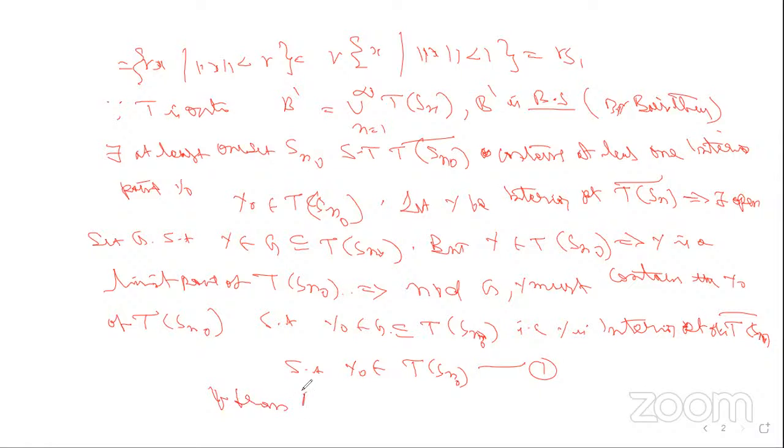Consider the mapping F from B dash onto itself, defined by F of Y equal to Y minus Y naught, which is a homeomorphism.